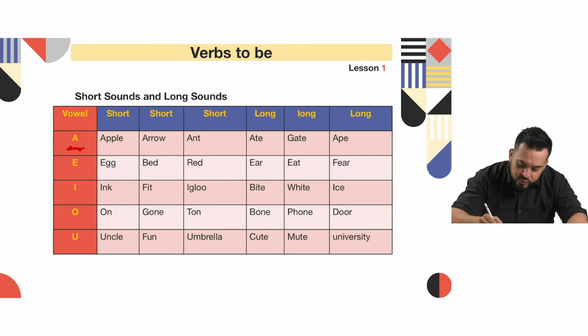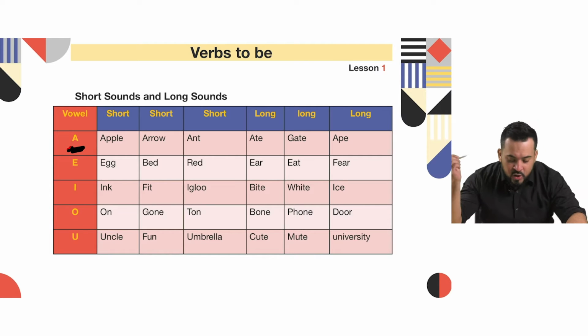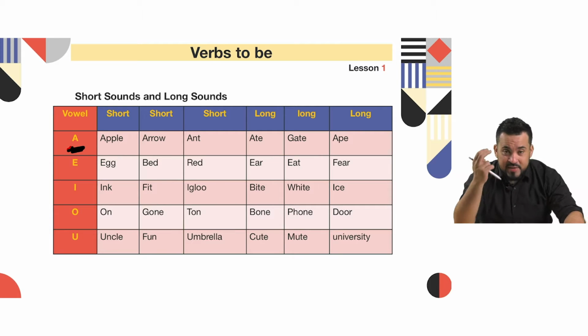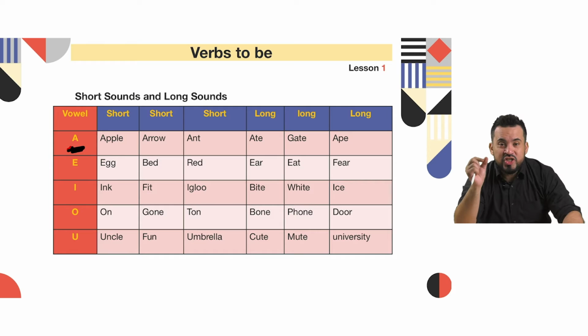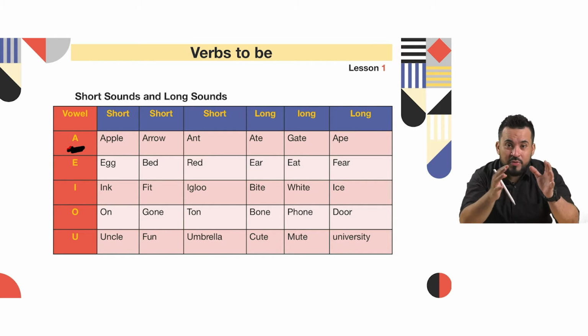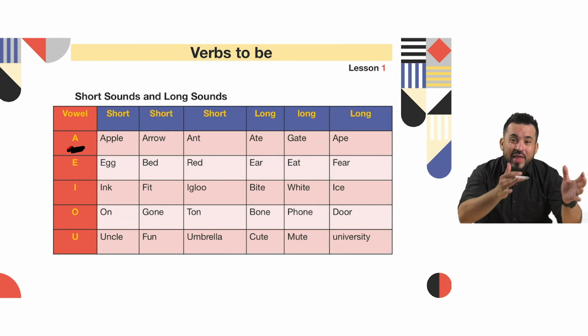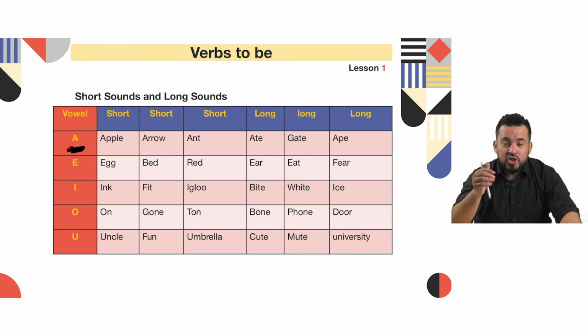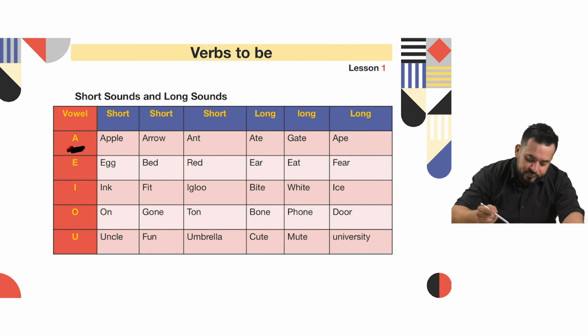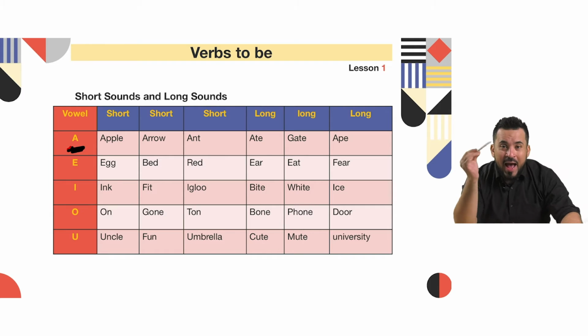Let's change the color to black. Okay? We have the letter A. So the letter A has 2 sounds. The short sound, which is ah, and the long sound, which is ay. Each vowel has 2 sounds, the short sound and the long sound. The long sound is normally the exact same sound as the letter itself. So, short A: apple, apple.